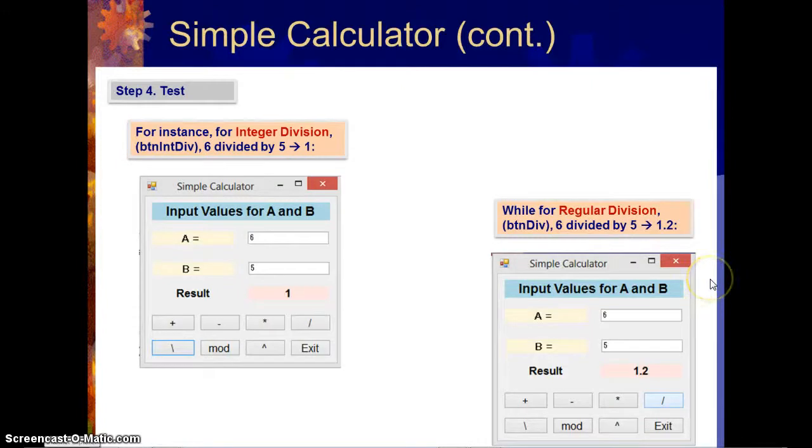Okay, so with regard to this integer division, that's this one here, what happens is if you do 6 divided by 5, usually it would be 1.2, but the remainder, or the fractional part, is discarded, and all you get is 1. Okay? All right, now let's go on.